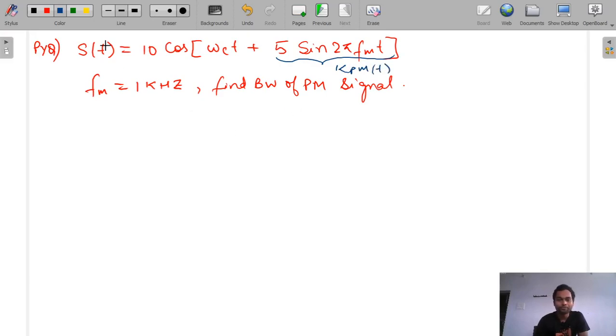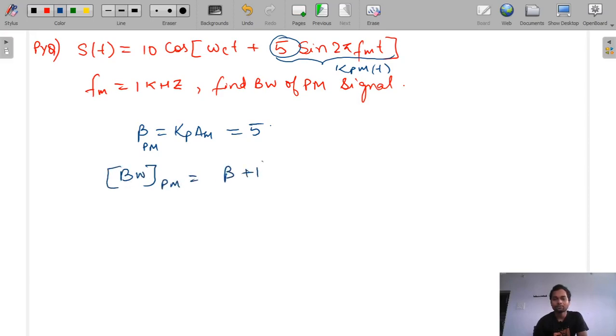So beta is Kp Am, that is given here as 5. And this beta is for the phase modulator. So now our bandwidth will be (beta plus 1) into 2fm. So beta is 5, so that will be 6 into 2 into 1, that is equal to 12 kilohertz.